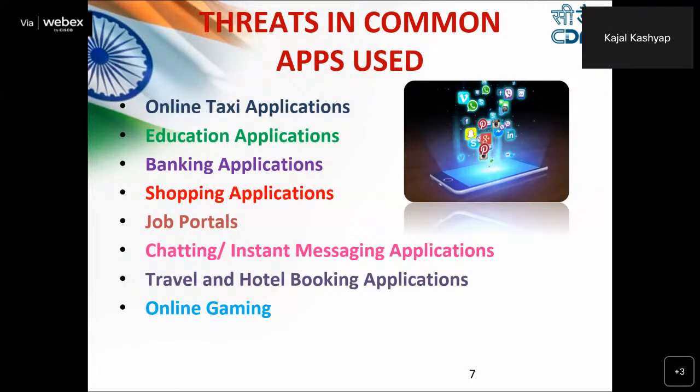Here you can see the threats in common applications that we are using nowadays. We are using a lot of online taxi applications, education applications, banking, shopping, apps related to jobs, chatting, hotel and travel booking applications, and online gaming. Basically, everyone nowadays has these sorts of applications on their mobile phones. Whenever you download these applications, you need to register on them before using them, so we are providing all our information to those particular applications.